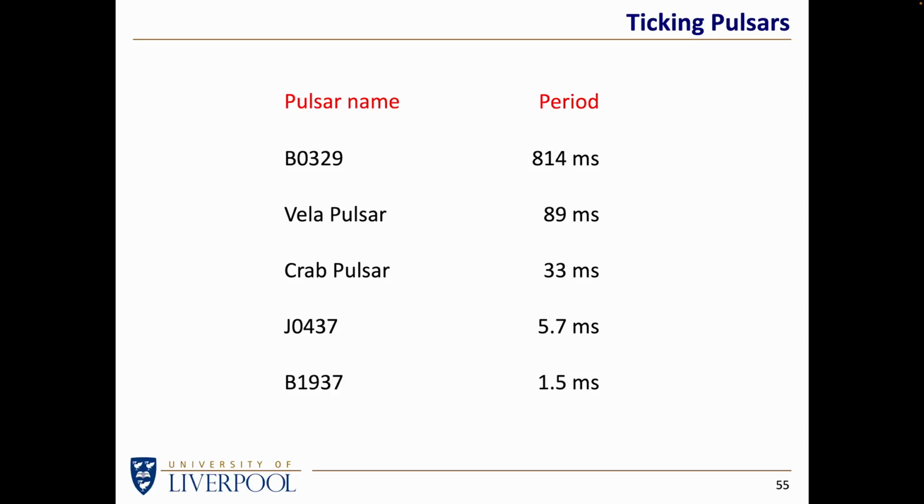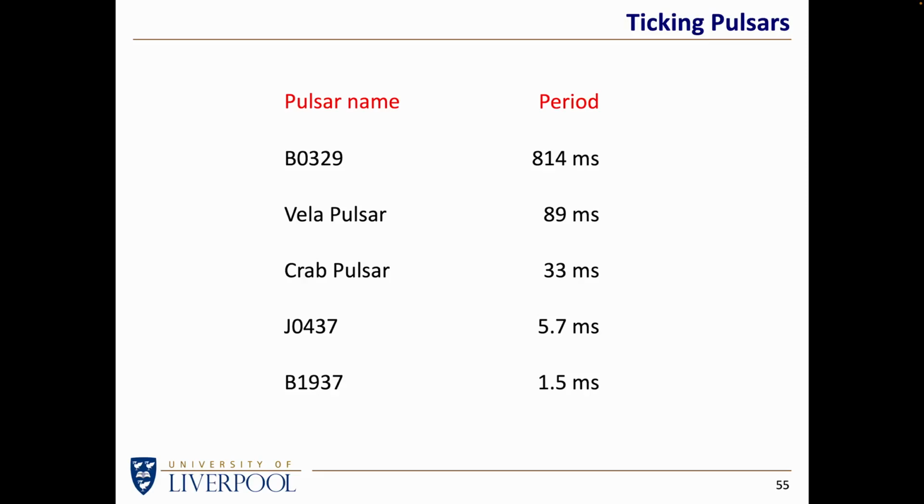Okay, that's really irritating, I better stop that. One of the fastest pulsars we know has a period of about 1.5 milliseconds, rotating hundreds of times per second. And it's difficult to imagine anything rotating at that sort of speed.